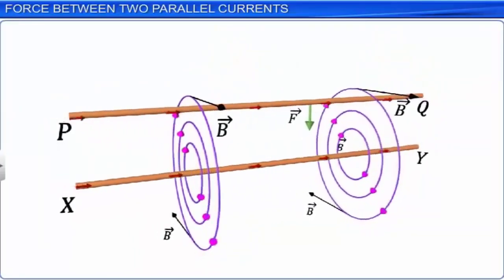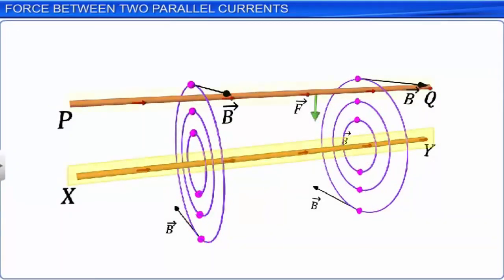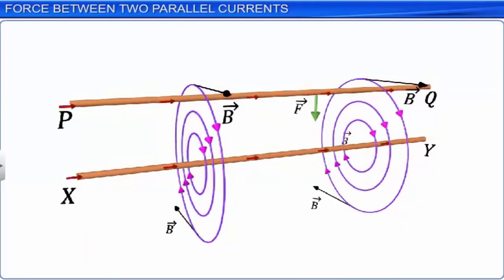Now let us find the force of attraction between the conductors carrying currents in the same direction. Let us first find the force exerted by conductor XY on conductor PQ. Let the currents passing through the two straight conductors XY and PQ be I1 and I2 respectively. Let the current through both the conductors be in the same direction. Let d be the distance between them.